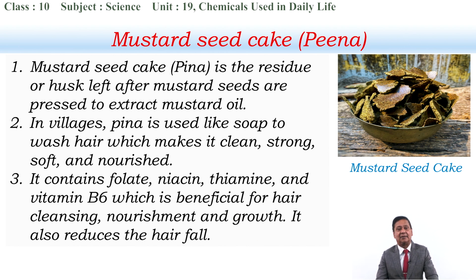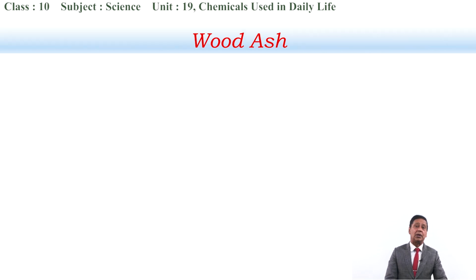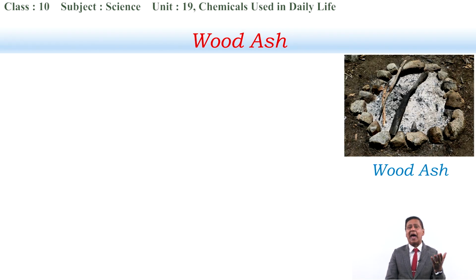Okay, now let's have another one. Wood ash. Everybody knows about this. Probably you have used this ash whenever we go for a picnic from school. Big utensils are used and we cook different things in that utensil, and after the picnic we have to wash it. While washing, we normally use a paste of this wood ash and water to clean that big utensil. It makes the utensil clean, and this is one of the great uses of wood ash.